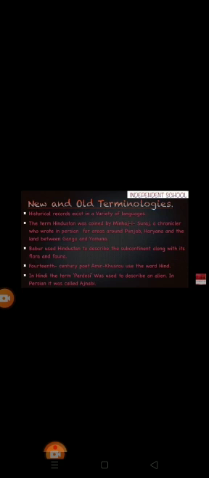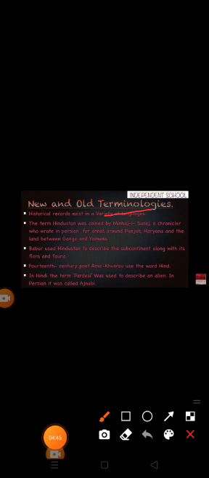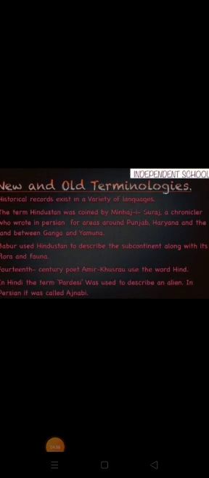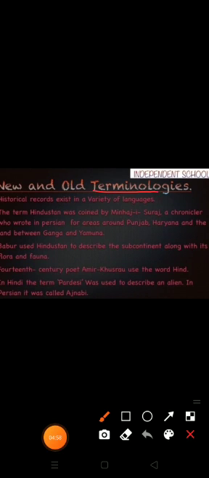First of all, what does this mean? The word terminologies. Okay, what does this word mean? Terminology simply means that according to the language of the people, according to the duration of time, the meaning of the words also changed according to the changing duration of time. Here are some examples given.